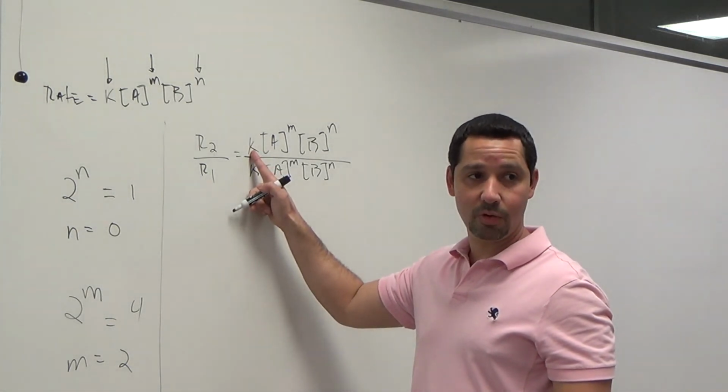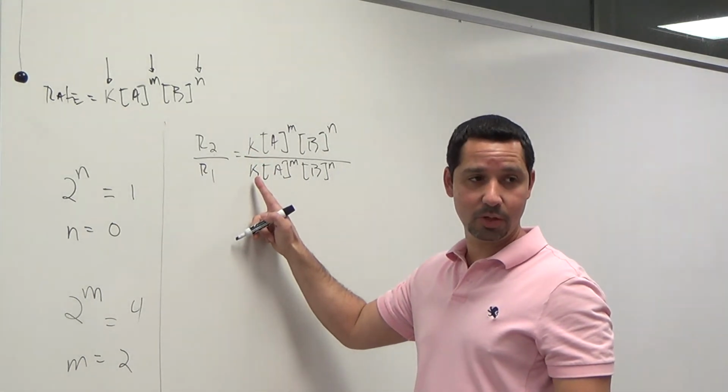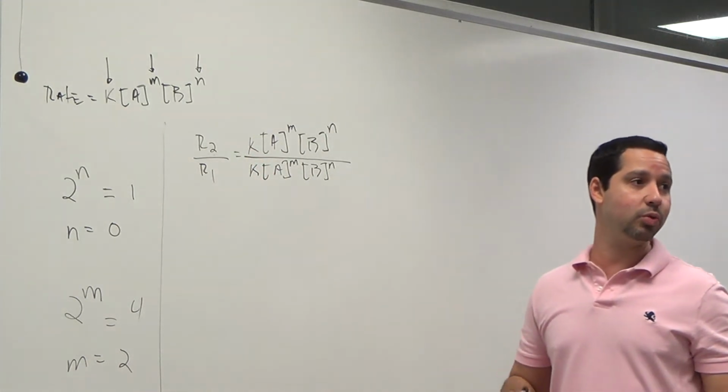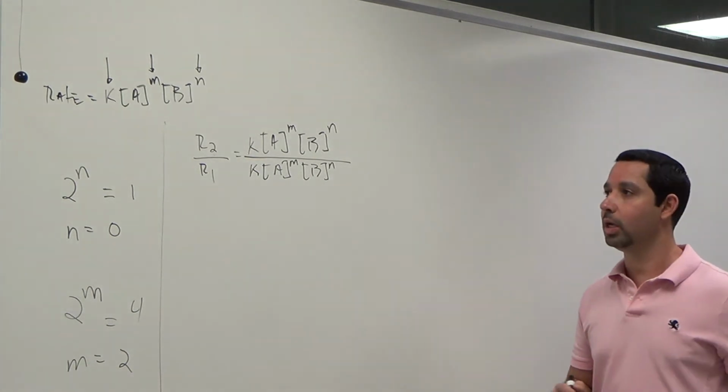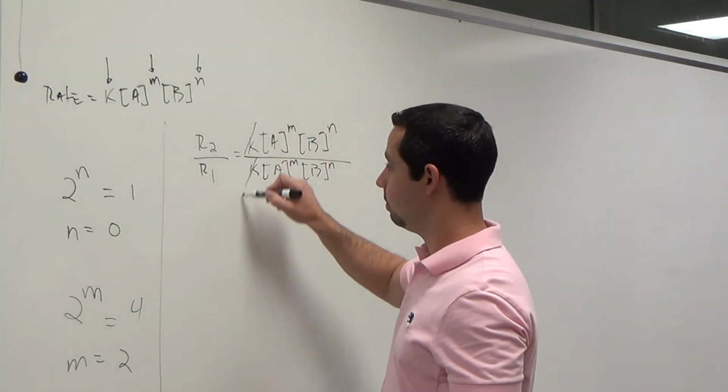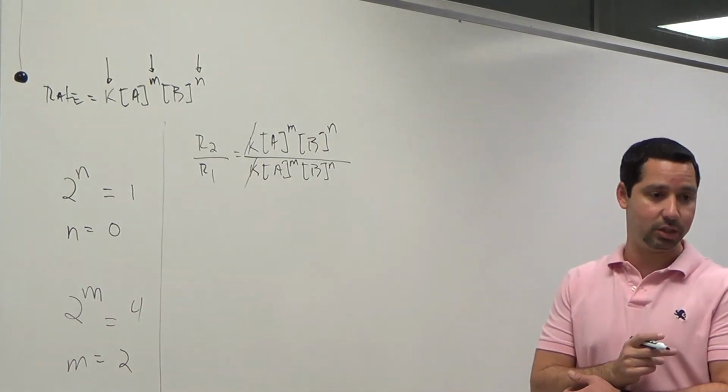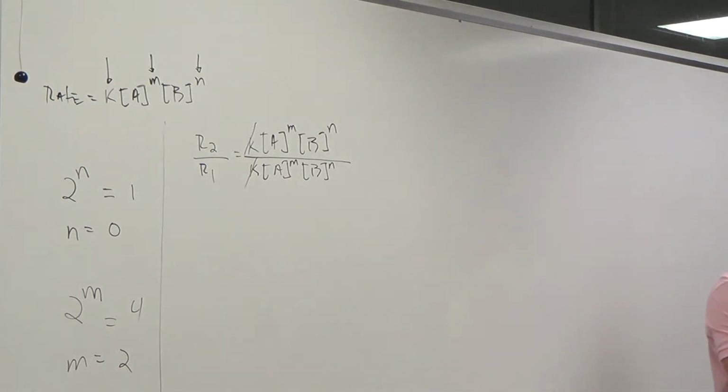Is it the same for experiment 1 that it is for experiment 2? Yes, that's why they call it rate constant, because it's constant. Okay? So this stays the same. Unless you change the temperature, the rate constant stays the same, so write that down. Rate constant changes with temperature.